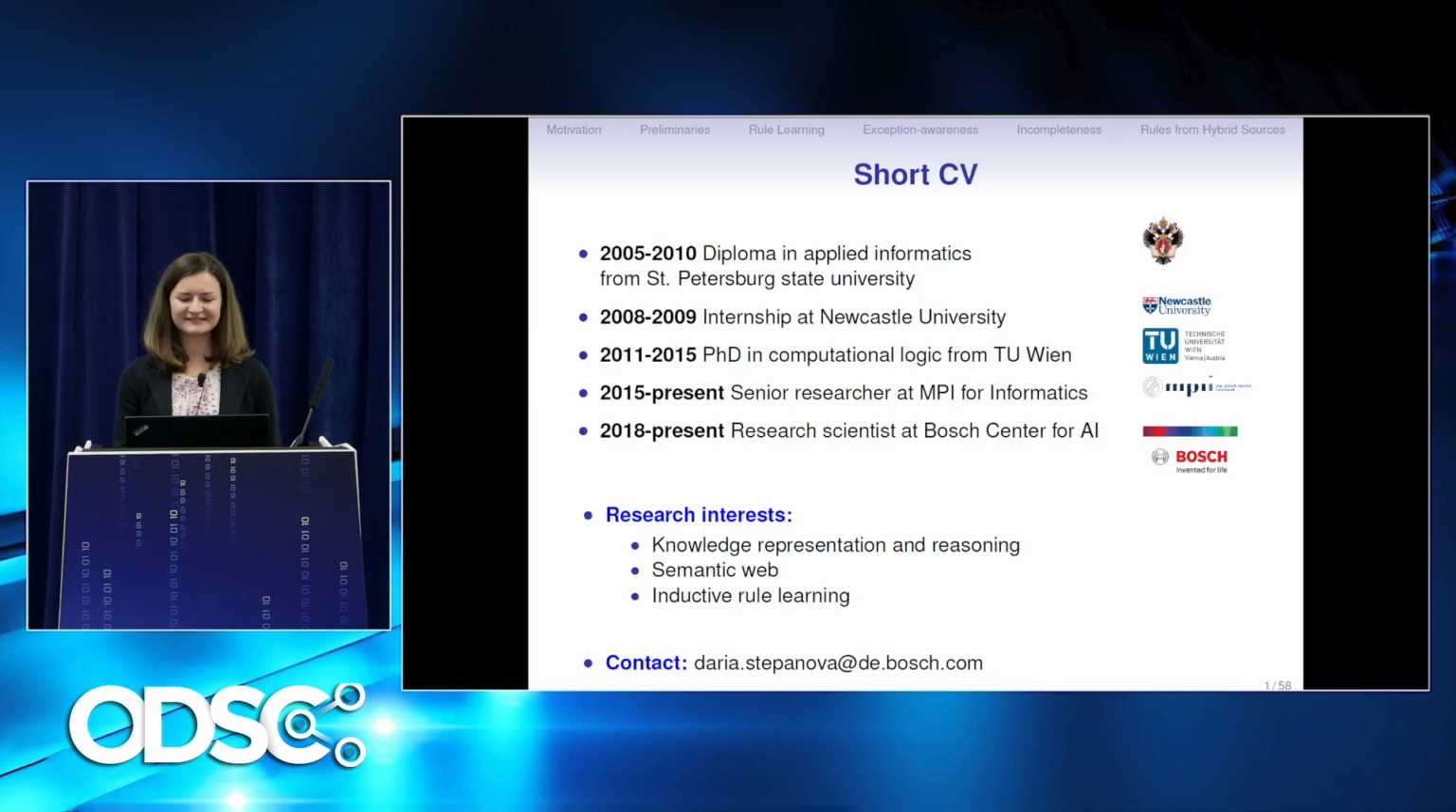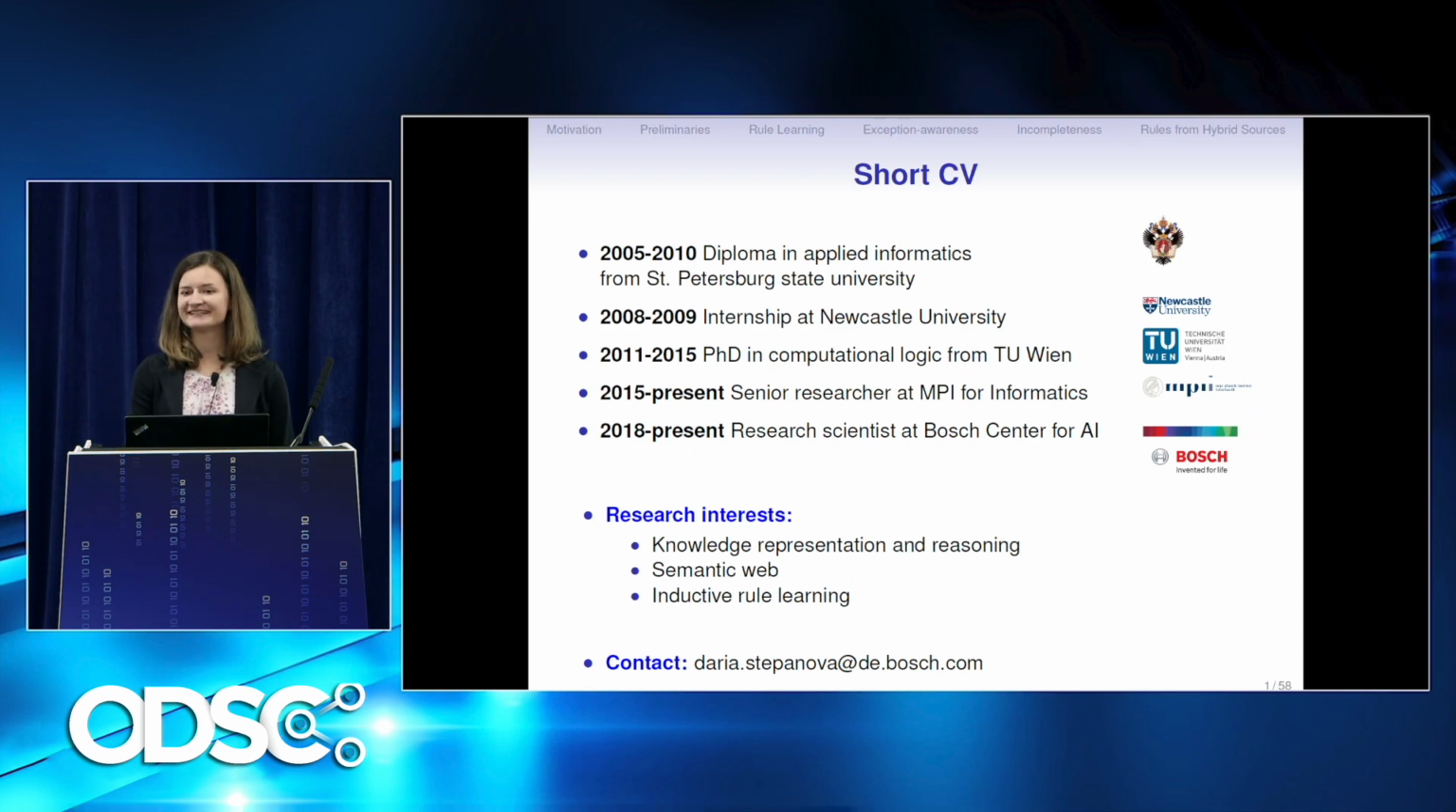So just a few words of where I'm coming from and what the background is, because actually it's not entirely machine learning. My background is more knowledge representation and reasoning, with aspects of the semantic web and also rule induction. I did a diploma in applied informatics at St. Petersburg State University, then moved to Newcastle for an internship, did a PhD in computational logic at Vienna University, and then was a researcher at Max Planck. Now I'm a research scientist at Bosch Center for Artificial Intelligence.